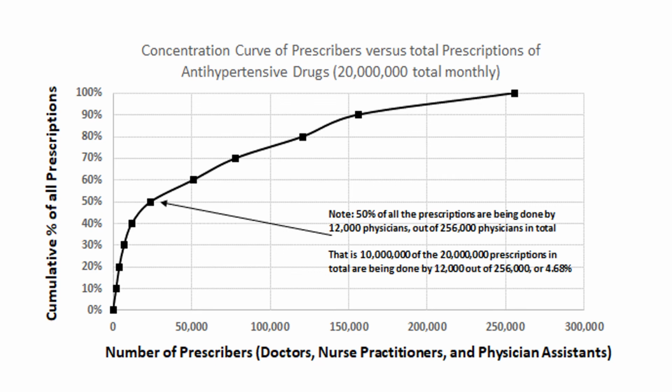Well, it looks like 50% of all the prescribing is only done by about 5% of the doctors. Pretty powerful. So if I'm a pharmaceutical company, there may be 256,000 doctors out there, but most of my business comes from only about 12,000, and that's what I'm going to concentrate on. Hence the name concentration curve.